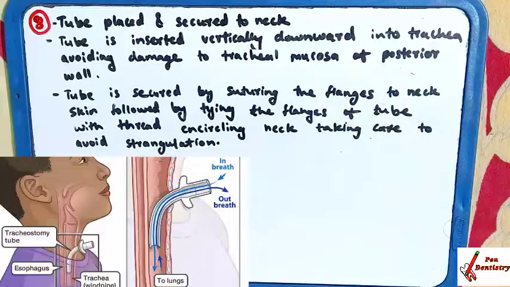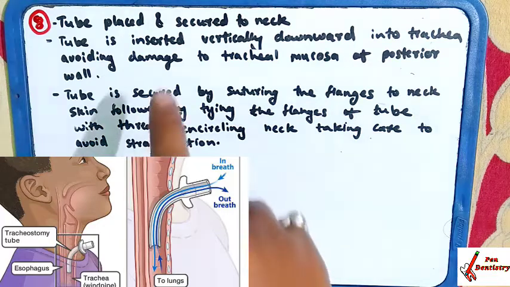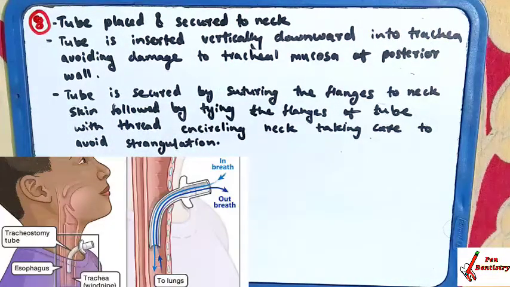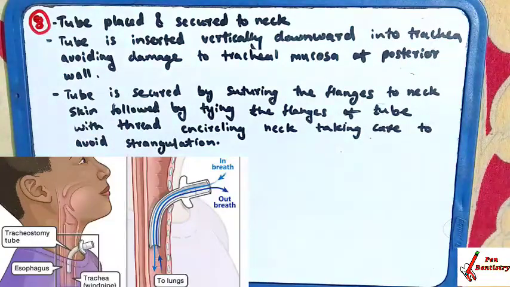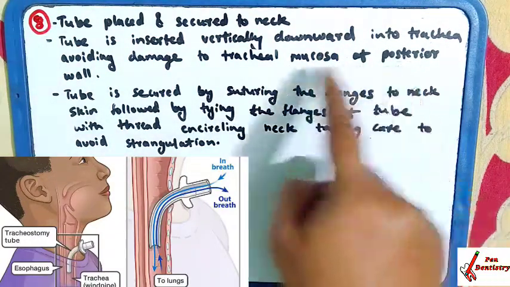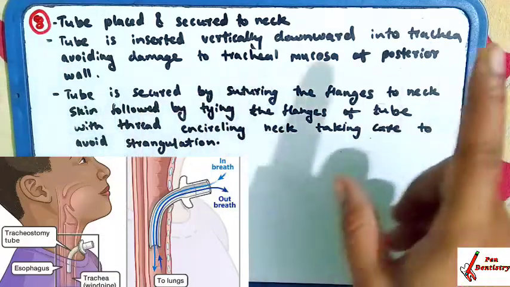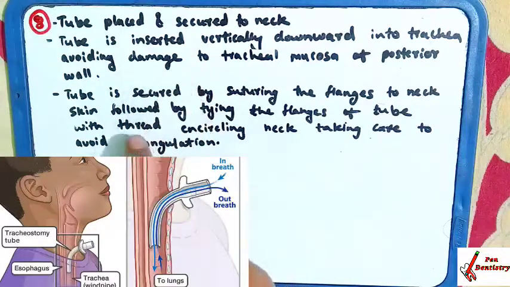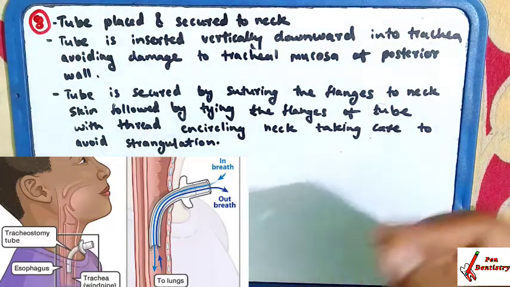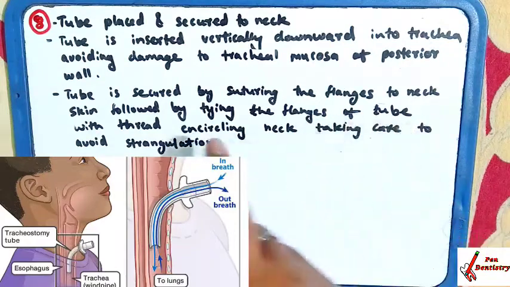In the last step, you are going to place the tube and secure the tube. The tube is inserted vertically downward into the trachea, avoiding damage to the tracheal mucosa of the posterior wall. You are going to protect the tracheal mucosa of the posterior wall by inserting it in a vertical downward direction. The tube is secured by suturing the flange to the neck skin, by tying the flange of the tube with a thread.